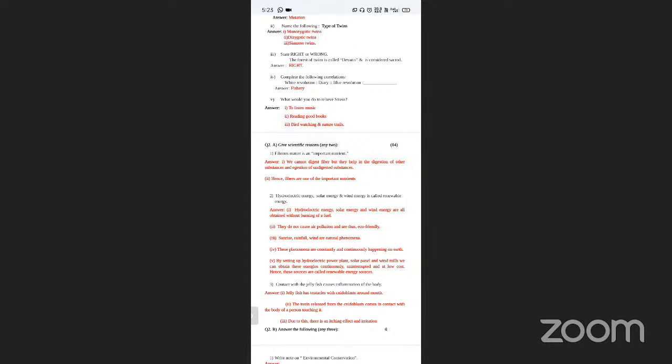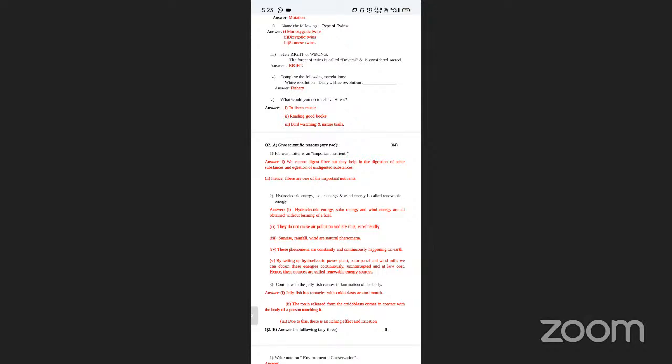So the first question is, fibrous matter is an important nutrient. We are supposed to give the scientific reason for it. Why is fibrous matter an important nutrient? The answer is very easy. Point number 1, we cannot digest fiber, but they help in the digestion of other substances and egestion of undigested substances.